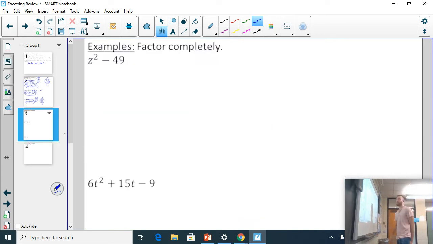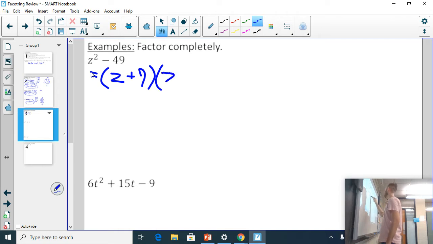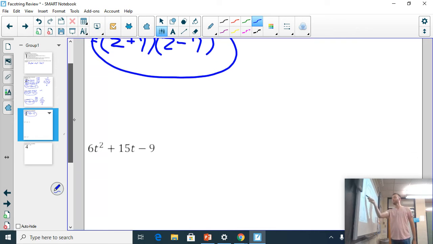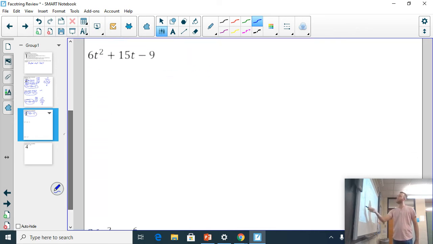So examples, factor completely. This should just, in your head, immediately be difference of squares, right? Because 7 squared is 49. And we're following that rule, and that should pop off in your head right away that that's z plus 7, z minus 7. That one's done.